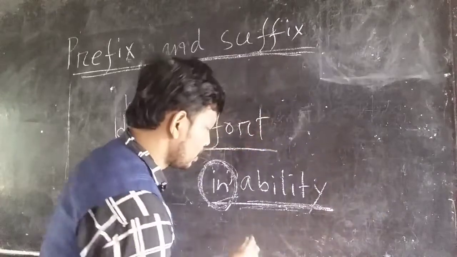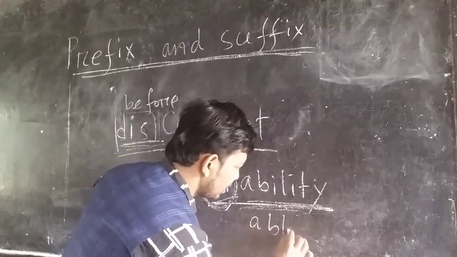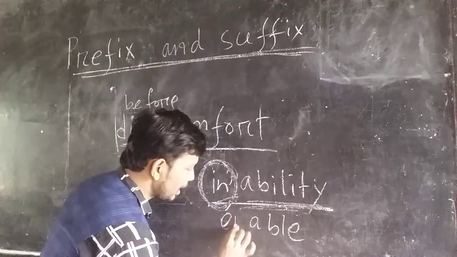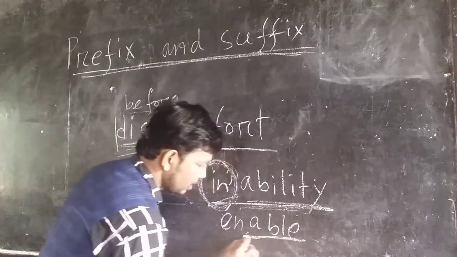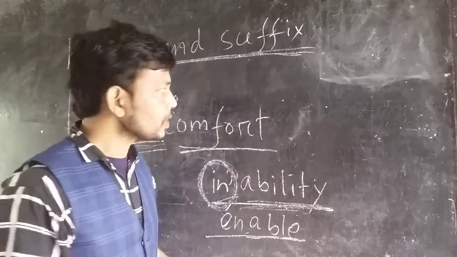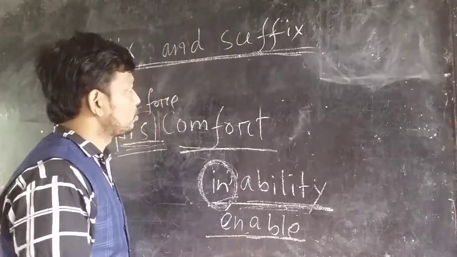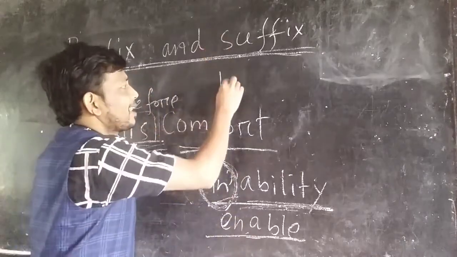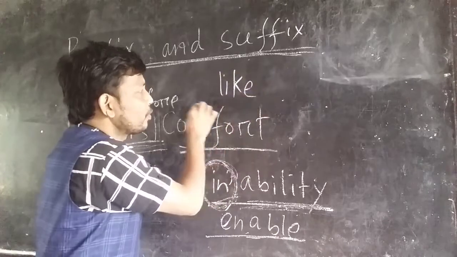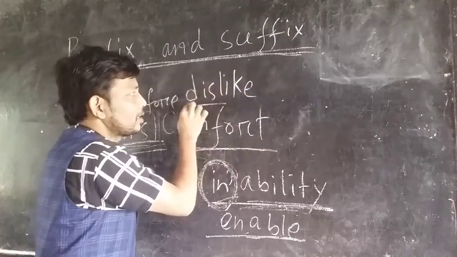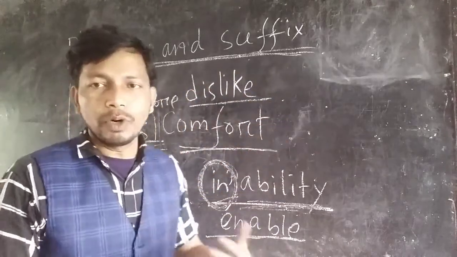Like another one, that is able, A-B-L-E. We can use un before it, then it will be unable. Or we can use other words like, L-I-K-E, like. If we use here D-I-S, then it will be dislike. So a new word will come.